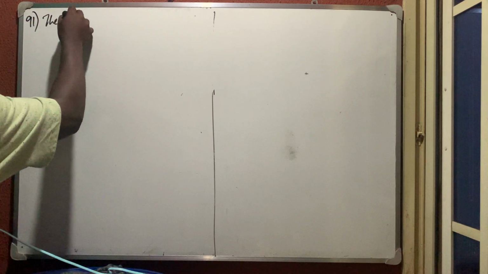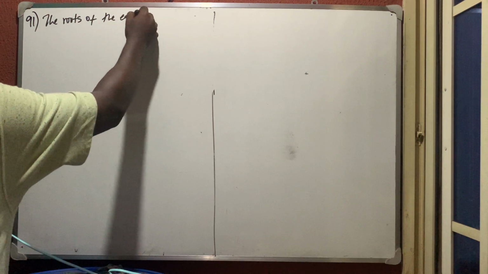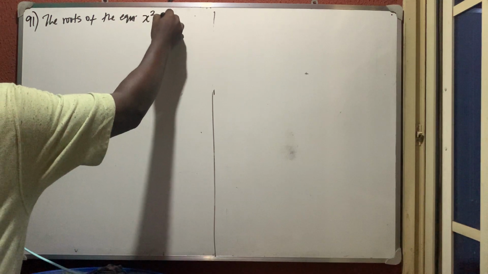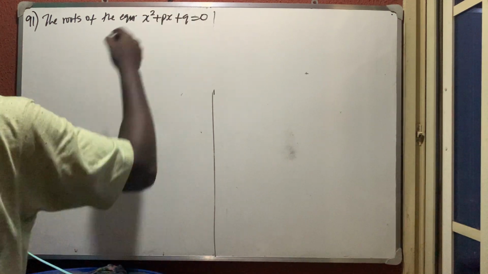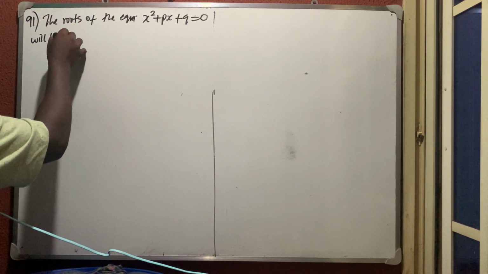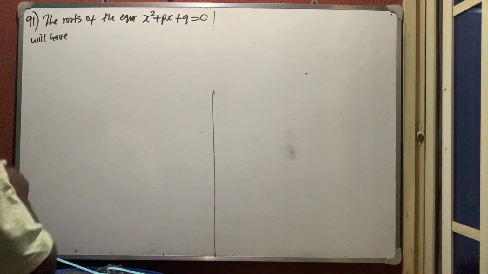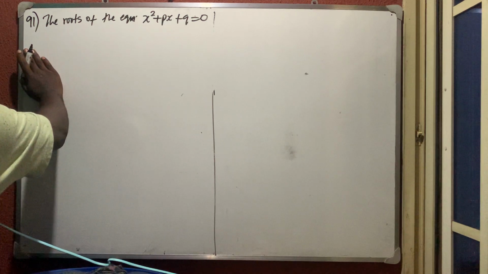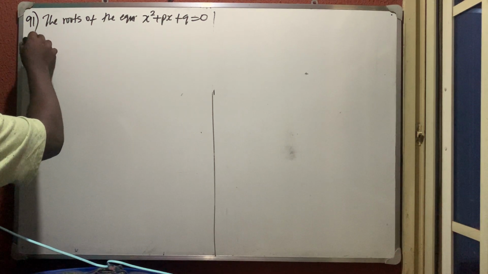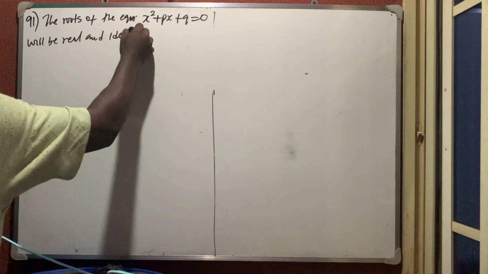91. Question number 91 said, the roots of the equation x squared plus bx plus q is equal to 0 will be real and identical. The roots of this will be real and identical. Okay?